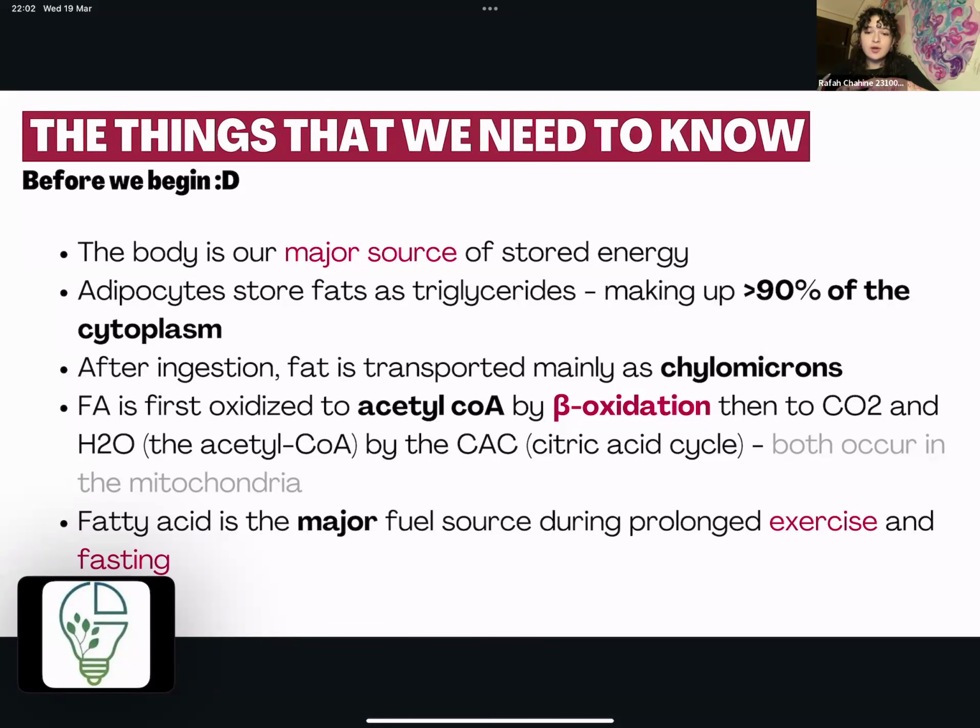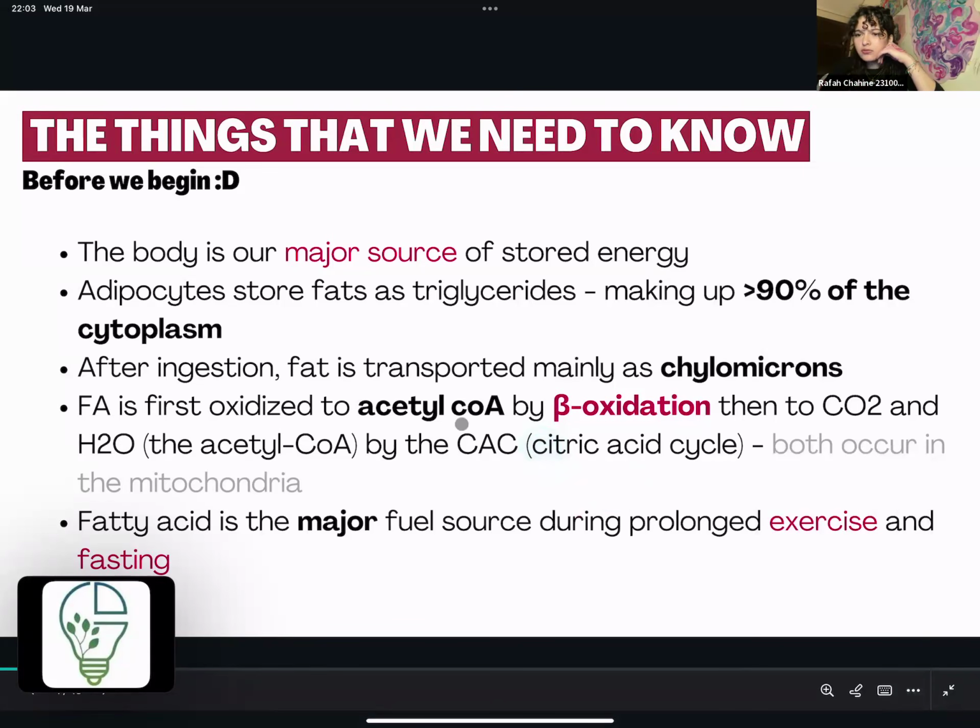From those chylomicrons, that's where we get the fatty acids that we need in order to proceed. Now, what happens to the fatty acids is beta oxidation, which is the main objective of today's lecture. And after beta oxidation, we get this acetyl-CoA. Now, acetyl-CoA has a bunch of functions, but the ones that we are most concerned about in the context of this lecture is the fact that it goes through the citric acid cycle and produces CO2 and H2O over here.